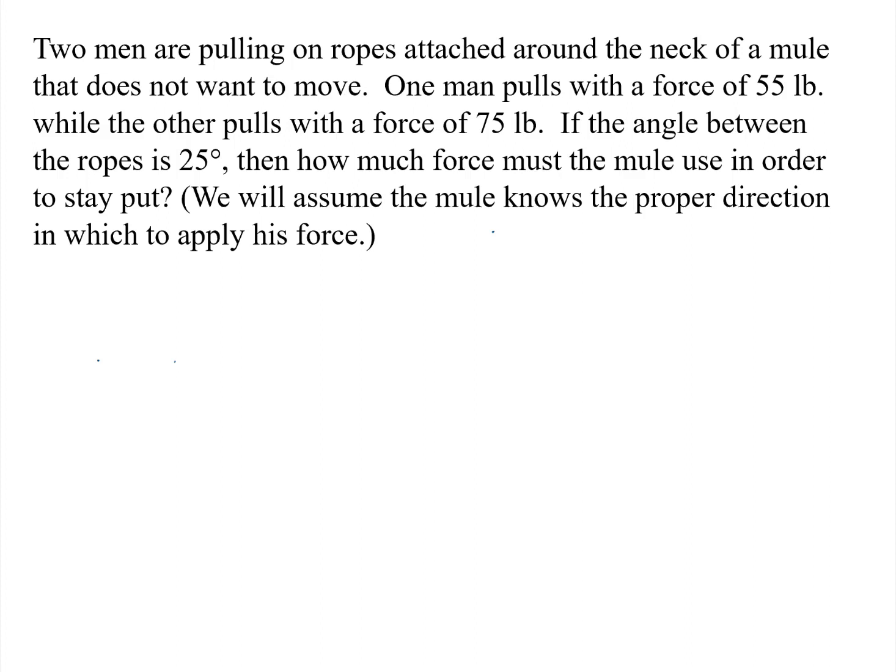Two men are pulling on ropes attached around the neck of a mule that does not want to move. One man pulls with a force of 55 pounds, so we'll have his force be at some angle of 55 pounds. And the other pulls with a force of 75 pounds. And so that's the magnitude of that vector. The angle between the ropes is 25 degrees.